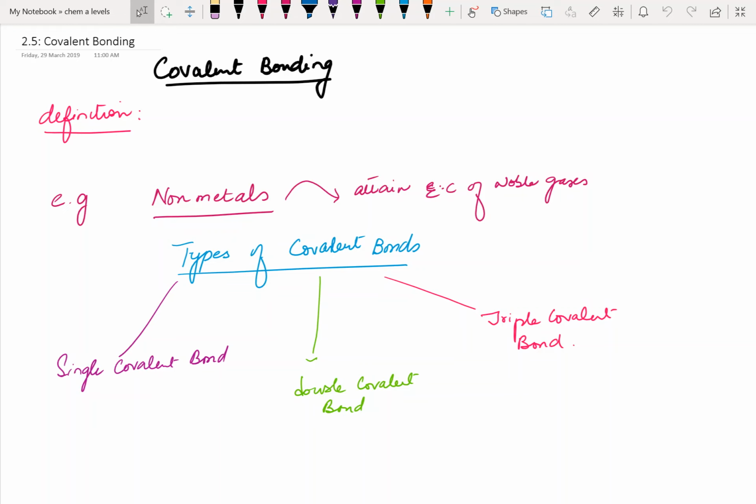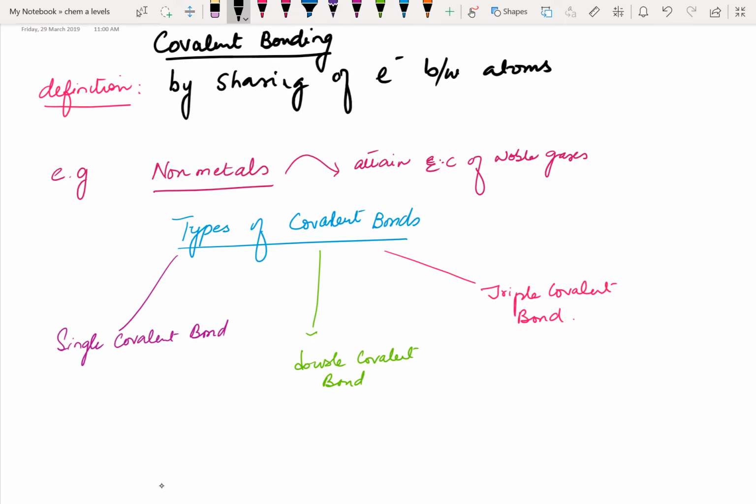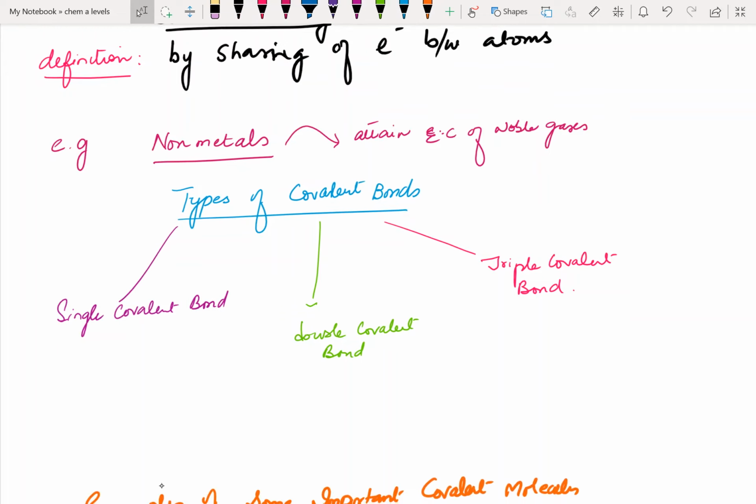Now let's define what a covalent bond actually is. A covalent bond is formed between two atoms by sharing electrons. It is the bond formed by sharing of electrons between atoms. The electrons are mutually shared or held between two or more atoms. This is called covalent bonding.